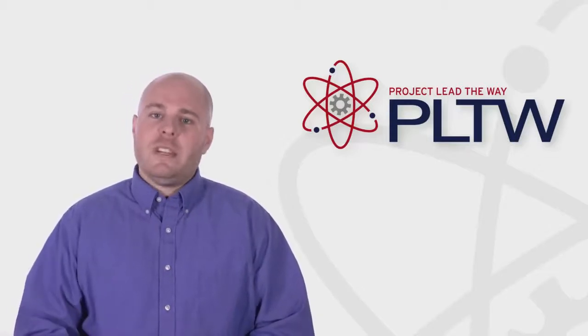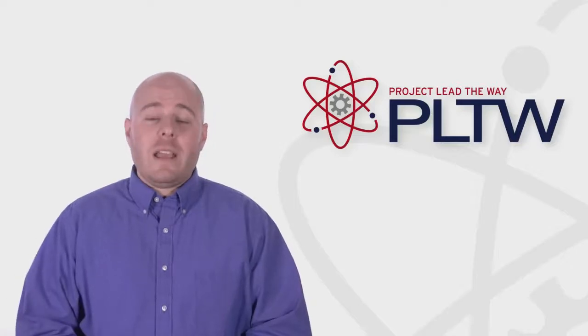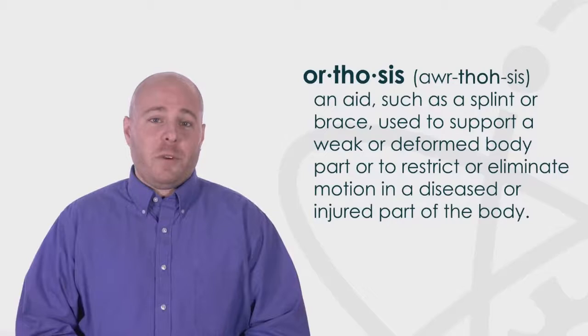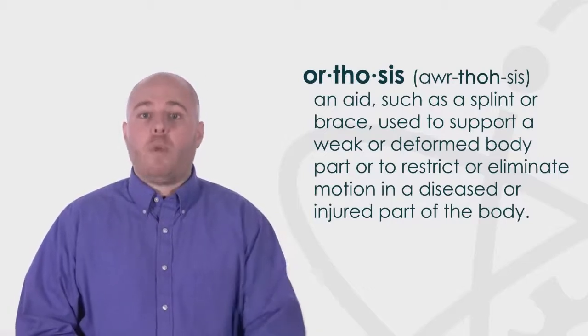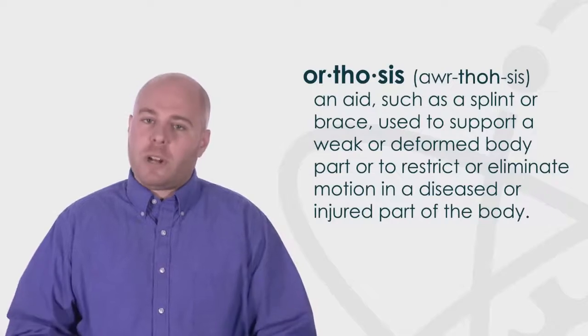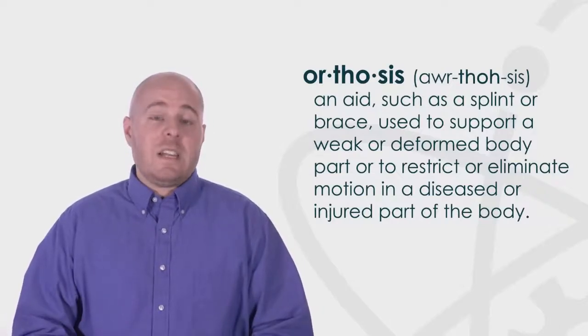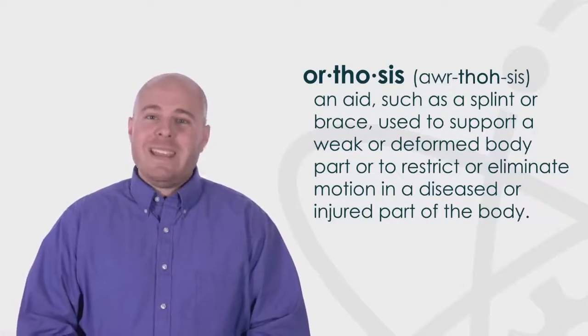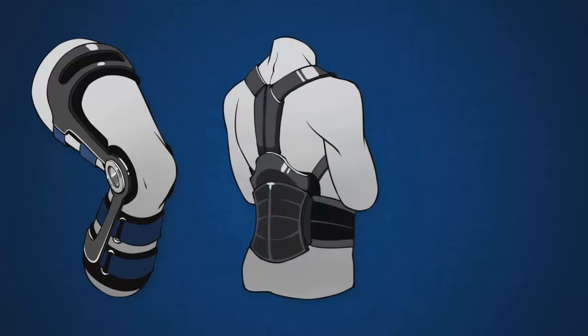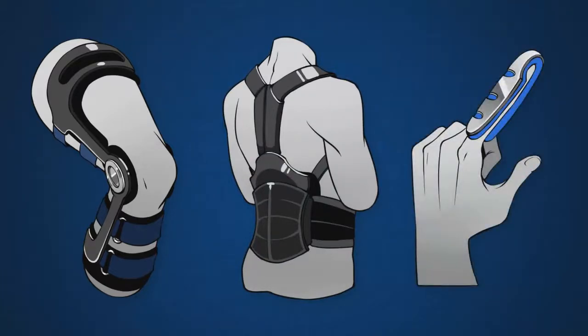For children with this condition, a common treatment is an ankle-foot orthosis. Orthosis is the medical term for any splint, brace, or wrap used to support a weak or deformed body part or to restrict or eliminate motion in a diseased or injured part of the body. Some examples of orthoses you might be familiar with are knee braces for knee injuries, back braces for people with scoliosis, and finger splints for broken finger bones.